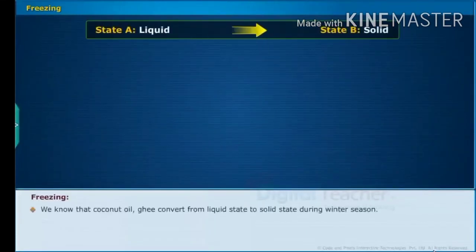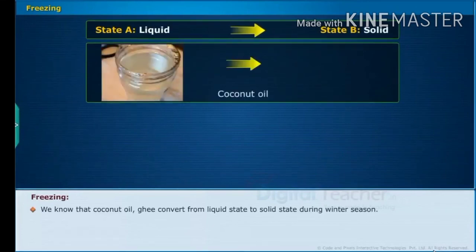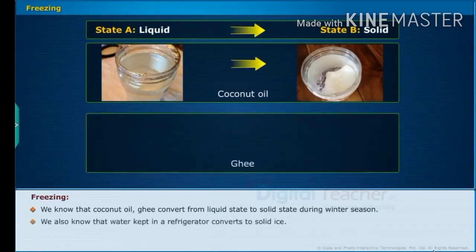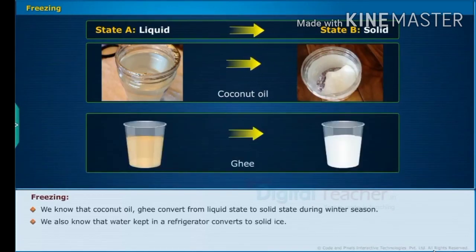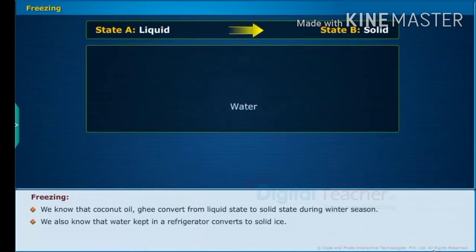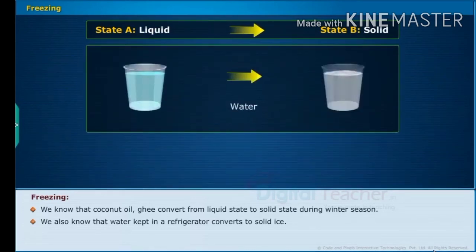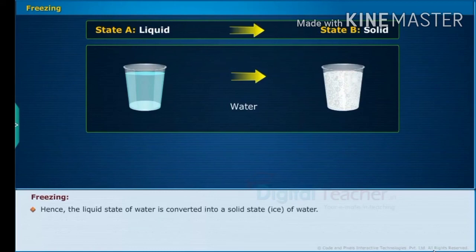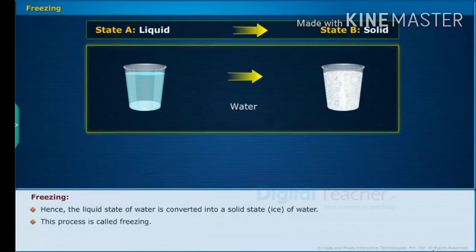Freezing. We know that coconut oil and ghee convert from liquid state to solid state during the winter season. We also know that water kept in a refrigerator converts to solid ice. It implies that in the process of conversion from liquid state to solid state, the internal energy of the water decreases. Hence, the liquid state of water is converted into a solid state, ice. This process is called freezing.